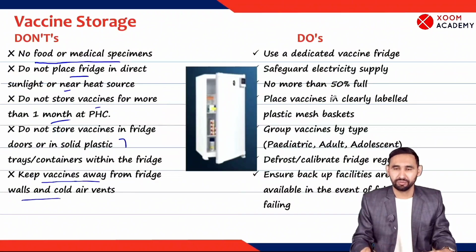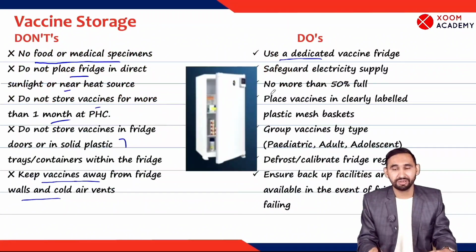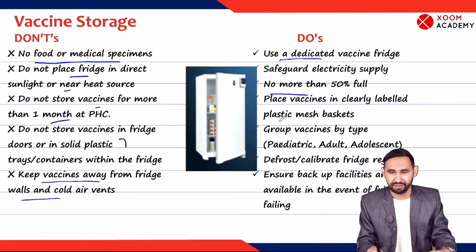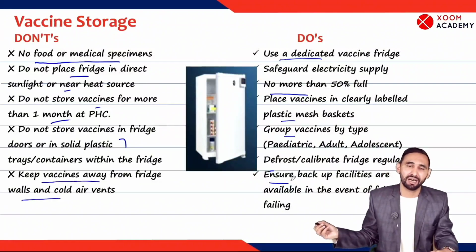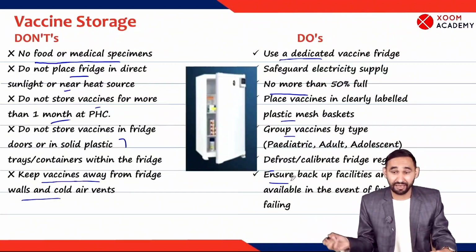And what should we do? Use a dedicated vaccine fridge. Fridge should only contain vaccine. It should not be filled more than 50%. There should be plastic mesh baskets. Group vaccines. Vaccine should be labeled. We should defrost the fridge regularly. Ensure backup facilities like a generator. Backup facilities are required.